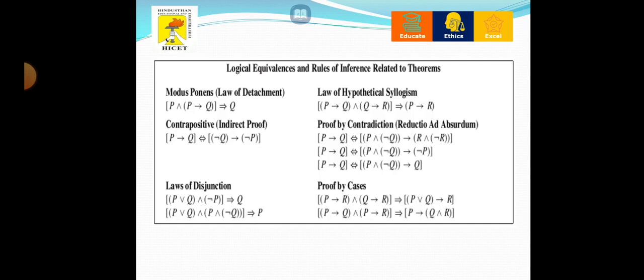Next, logical equivalences and rules of inference related to theorems. These are also implications and equivalences using some theorems, with names: modus ponens first, then contrapositive, then laws of disjunction, law of hypothetical syllogism, proof by contradiction, proof by cases. So these are all implication and equivalence formulas.